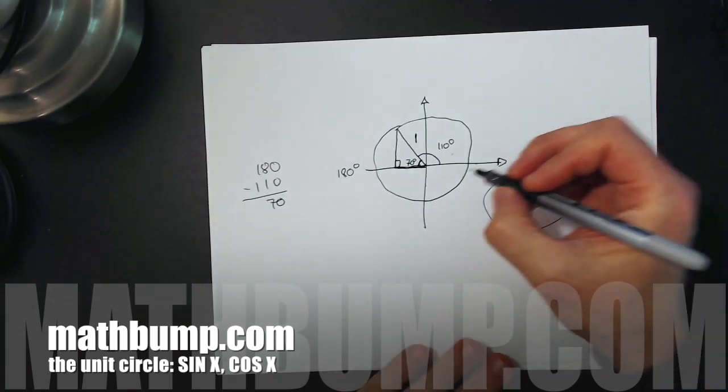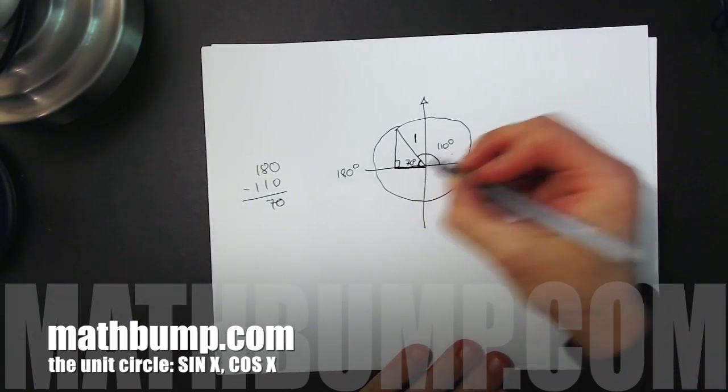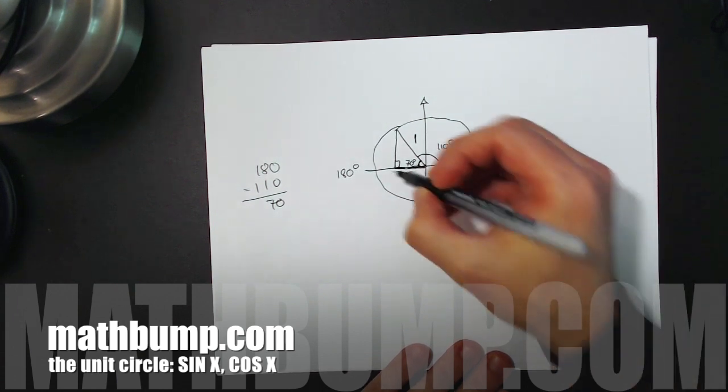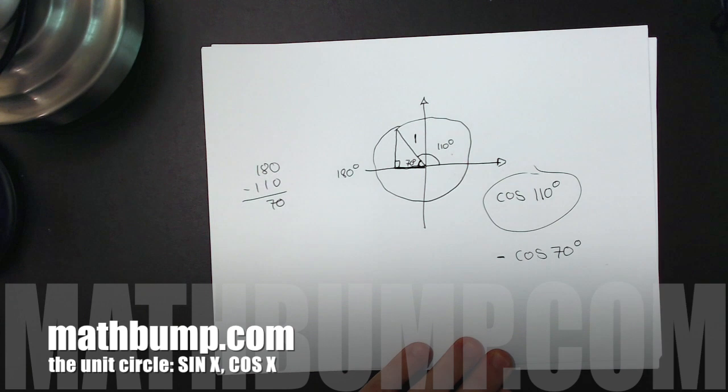Well, if that is cosine, then cosine has to be negative here because it's on the negative x-axis. That is the last part of this definition. And once you understand that, you're basically done. You have to understand how to define the angle, which we did.